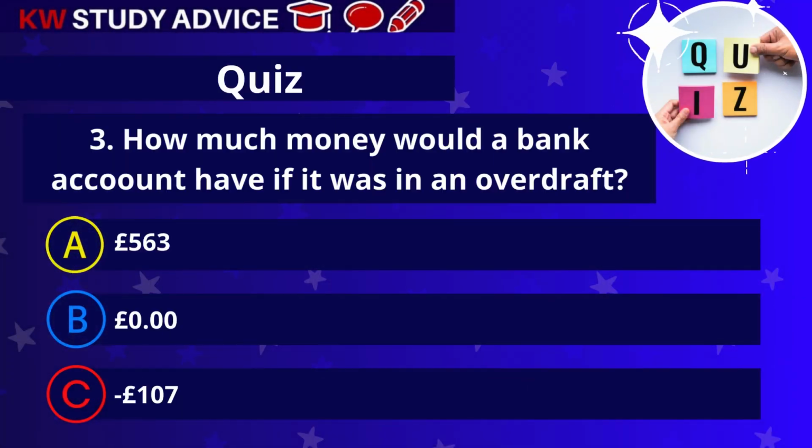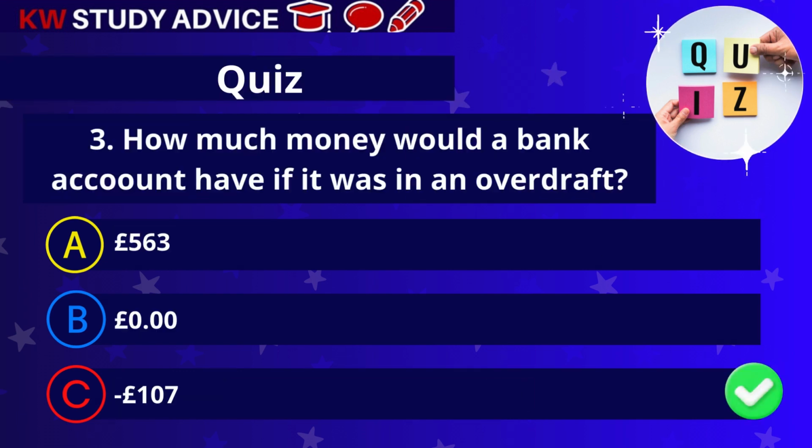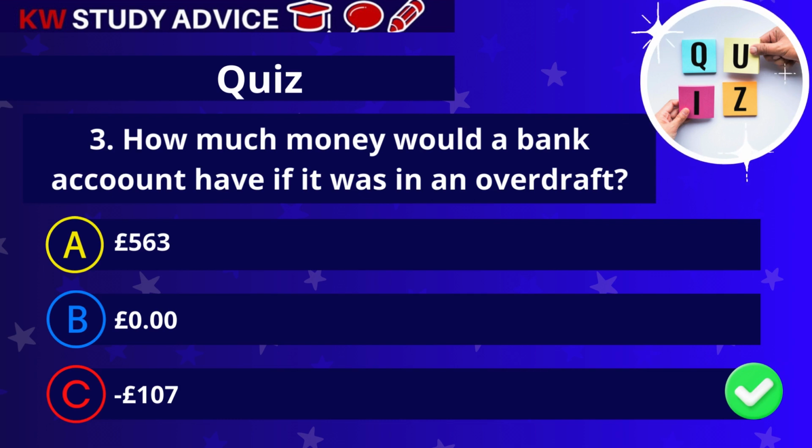Question number 3. How much money would a bank account have if it was in an overdraft? Would it be A, £563, B, £0 and 0 pence, or C, minus £107? And the correct answer for question 3 is C, minus £107.